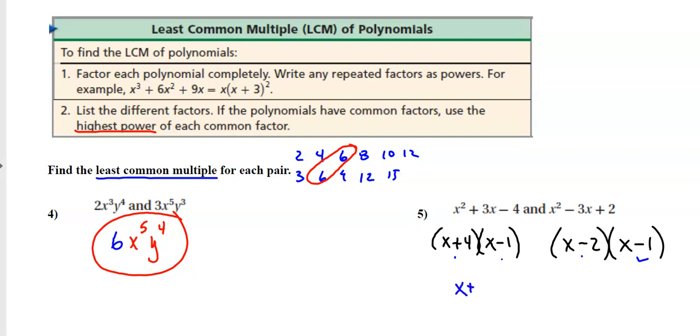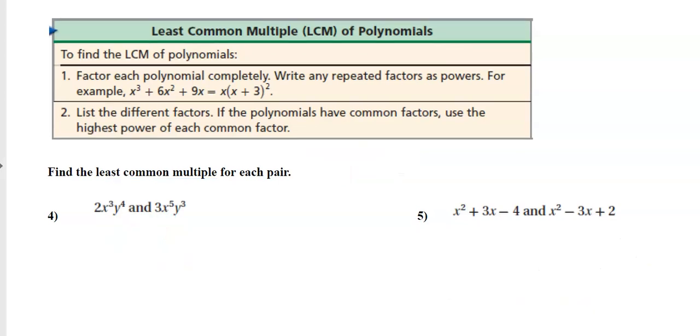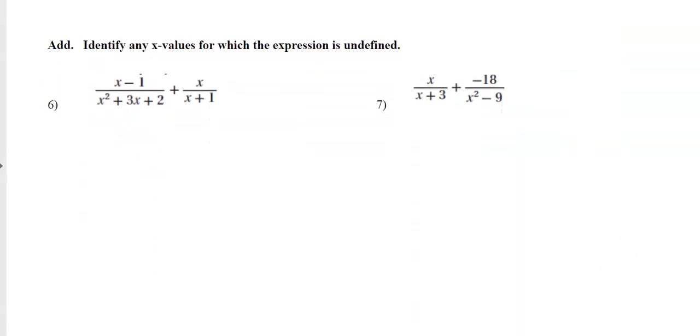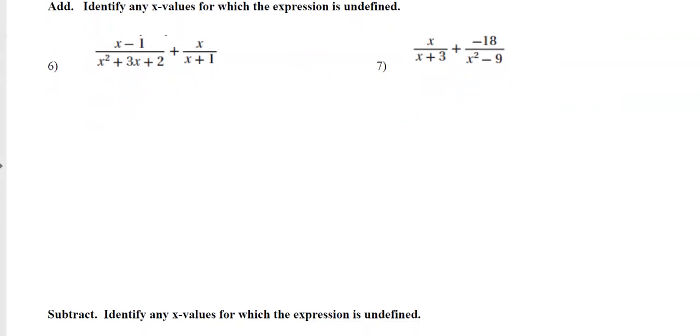So x plus 4, x minus 1, and x minus 2, that would equal the LCM. Now, if I wanted to, I could multiply all those out and get an x cubed expression, but we don't really need to. And you'll kind of see where this plays in a little bit later. So now we need to get to the nitty-gritty.